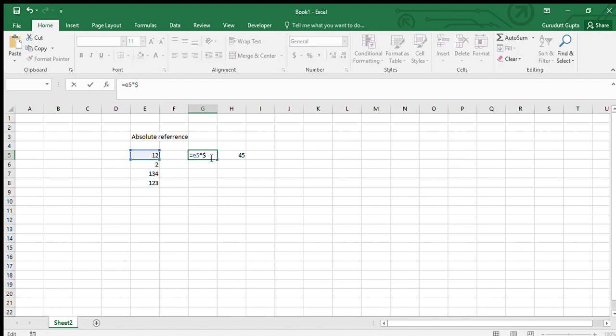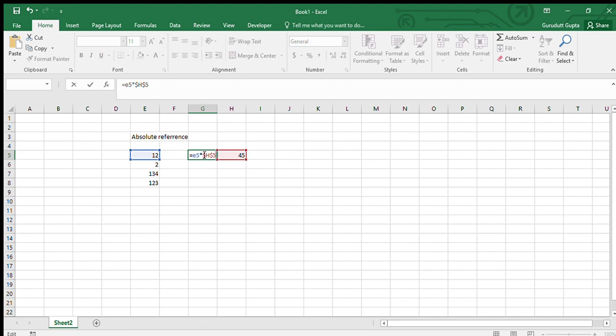Dollar sign in front of H, dollar sign in front of 5.